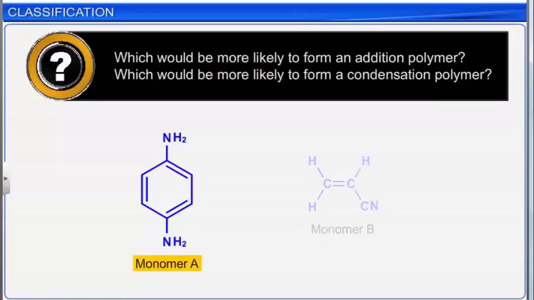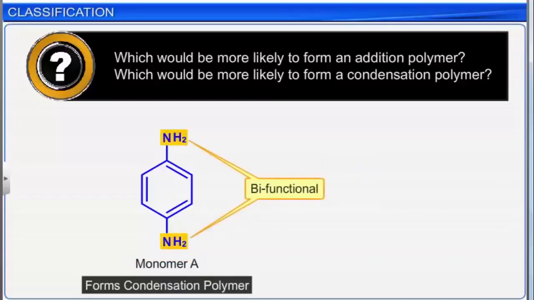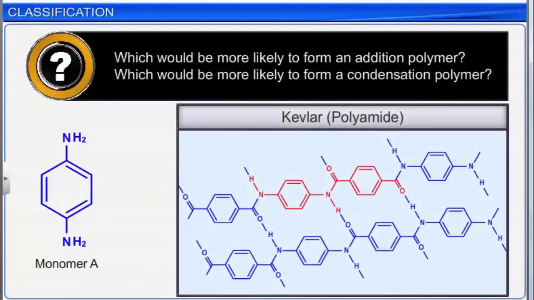Monomer A would form a condensation polymer. It is a bifunctional monomer. Monomer A is one of the two components of Kevlar, a polyamide.